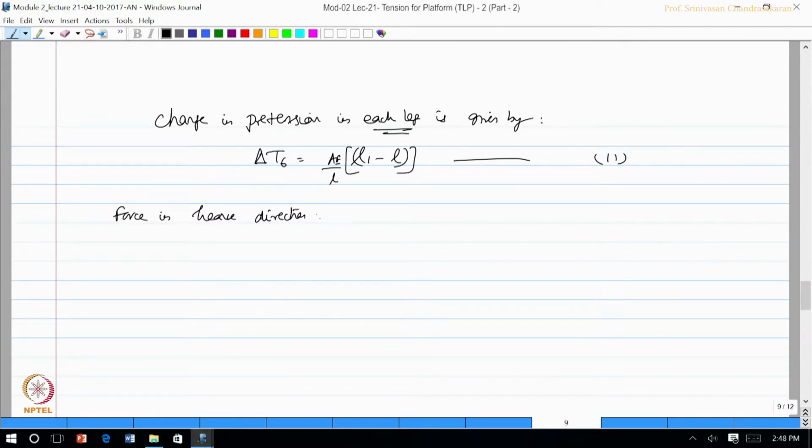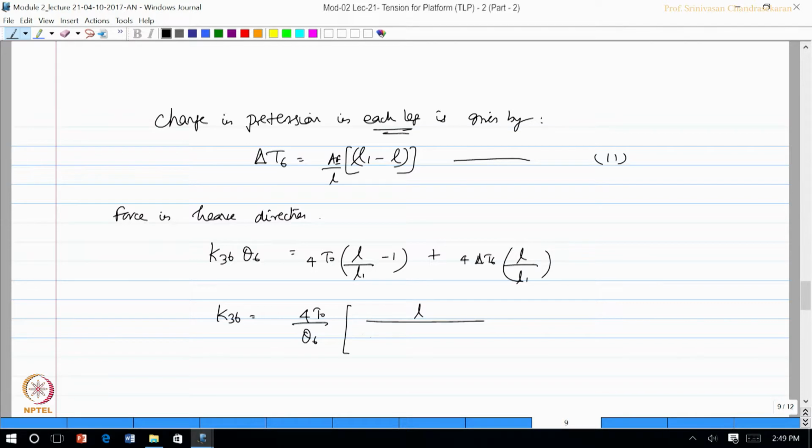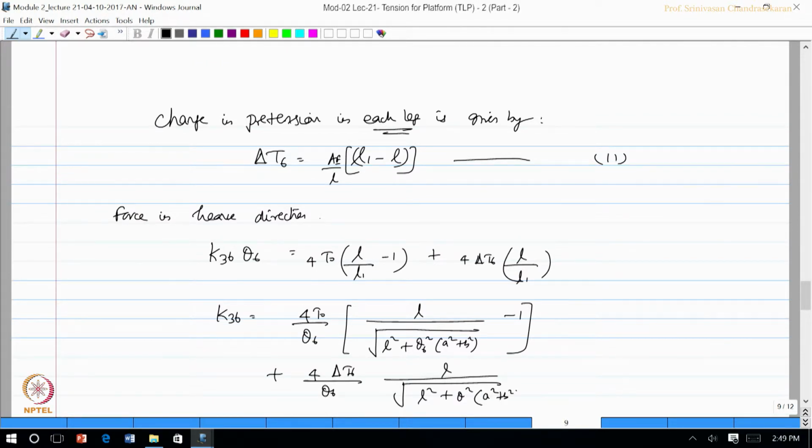Force in heave direction due to this rotation will be K36 into theta 6, which will be L by L1 minus 1 of T0 of 4 legs plus L by L1 of delta T6 of 4 times, which gives me K36 as 4 T0 by theta 6 of L by root of L square plus theta 6 square of A square plus B square minus 1, plus 4 delta T6 by theta 6 of L by square root of L square plus theta 6 square of A square plus B square. I call this equation number 12 and 13.